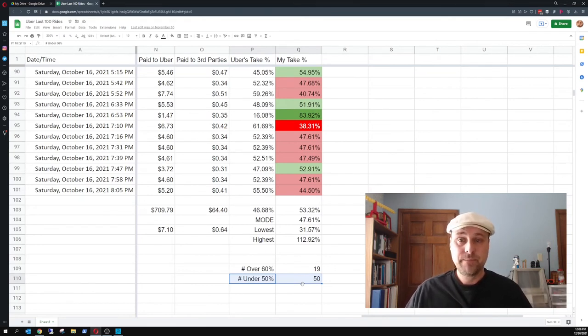You can download it and check it out and see for yourself how much you're getting paid. I'm sure there's a lot more analysis I could do with this data.